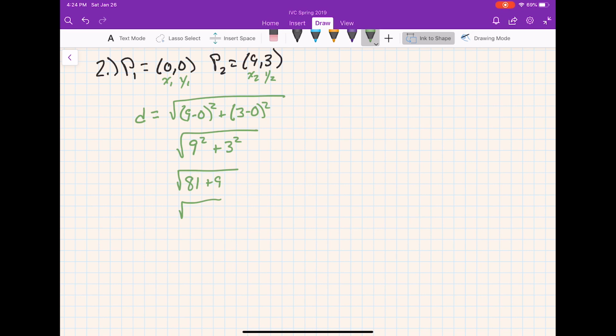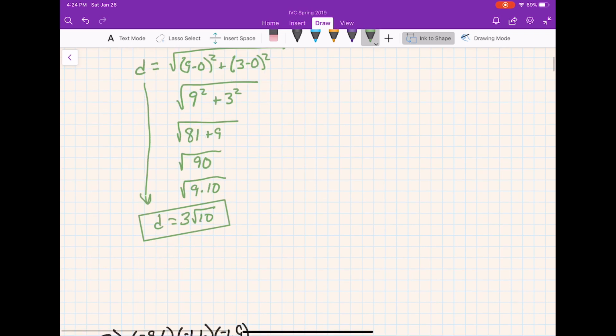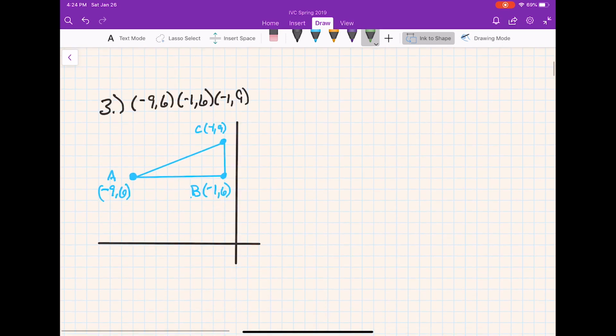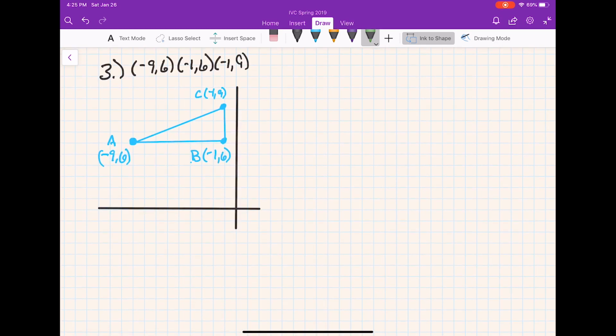That's going to give us 90. And 90 is 9 times 10, so we can write that as the square root of 9 times 10. Then that means we can change that 9 to a 3, and so it's 3 times the square root of 10. So that is going to be our distance for number 2. And there you go. So we'll move on to number 3 here.